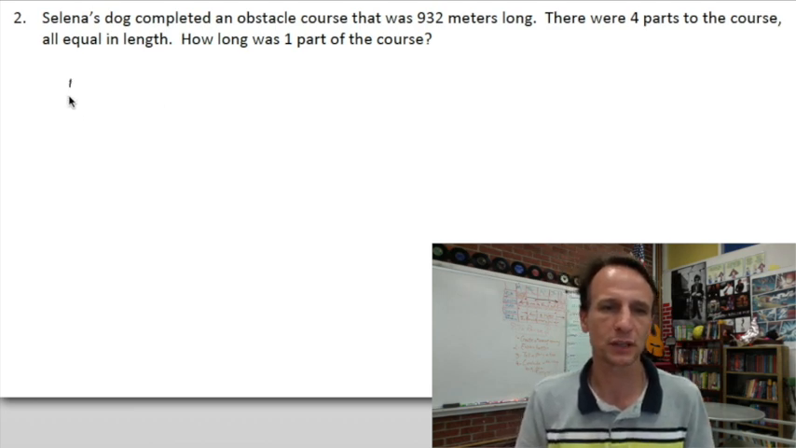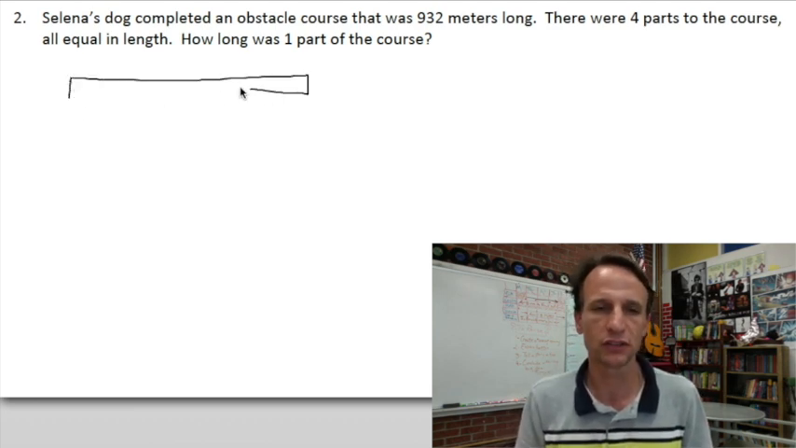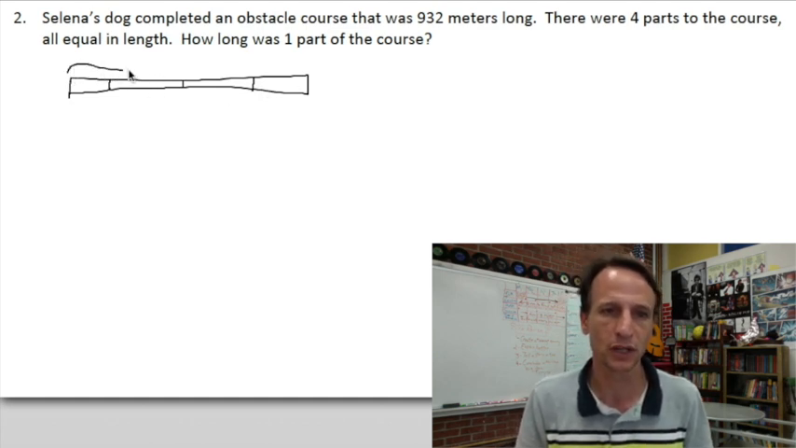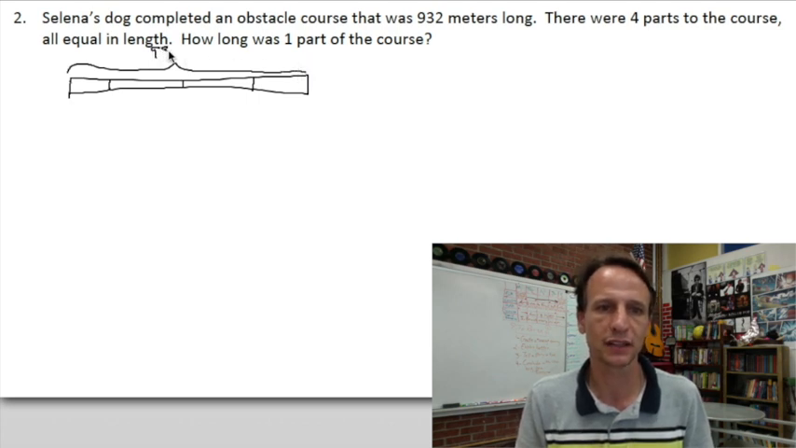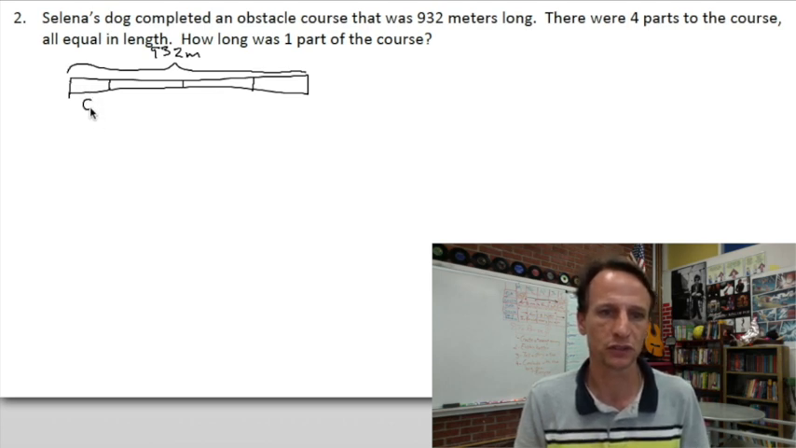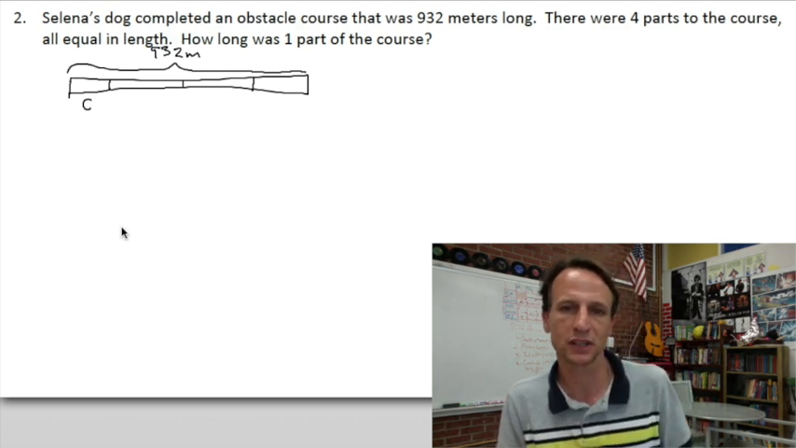Okay, so if you think about this, we can draw a very simple tape diagram with 4 parts. Mine's going to get skinny in the middle. It shouldn't, and my parts don't look very equal, but you know what? Hey, a tape diagram is just to give us an idea. The whole thing is 932 meters long. We're trying to find one of them, and we'll call this C for the one part of the course. That's what we're trying to find.